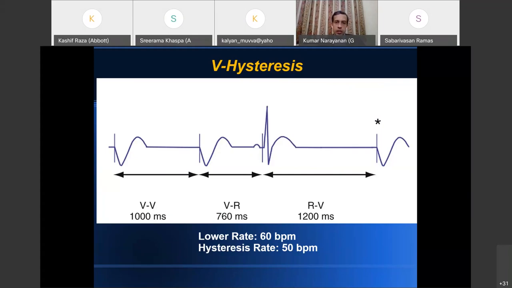So again, if after this, the next beat was an intrinsic depolarization at 1100, and it kept continuing at 1100, 1100, then you will have an intrinsic rhythm going on at 1100 milliseconds, which is going to be slower than your lower rate. As long as intrinsic events continue to occur, the pacemaker will be guided by its hysteresis interval and hysteresis rate. The moment there is no intrinsic rhythm and a paced beat comes, it switches back to its lower rate interval. So essentially, when hysteresis is programmed, it keeps switching back and forth depending on intrinsic events between the lower rate interval and the hysteresis interval. The same thing is, therefore, as I said, the hysteresis can violate the lower rate interval.